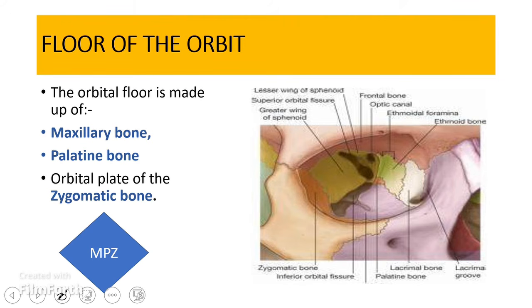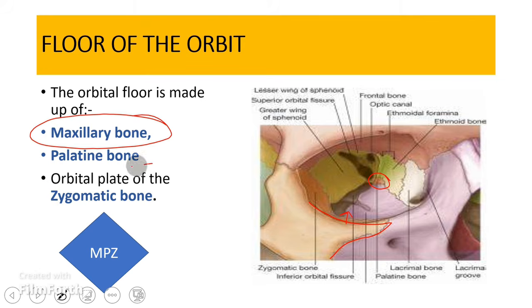Now let us talk about the floor of the orbit. The floor or the inferior part of the orbit is formed by three bones, and here it is number one is the maxillary bone. This everyone can remember because we know it's a big bone sitting on the inferior aspect of the skull. So the maxillary bone forms the inferior part, and then we have a very small contribution from the palate bone, which is also called the palatine bone, and then laterally we have this bone which is called the zygomatic bone. So this zygomatic bone also gives an inward extension into the orbit, which is called the orbital plate of the zygomatic bone.